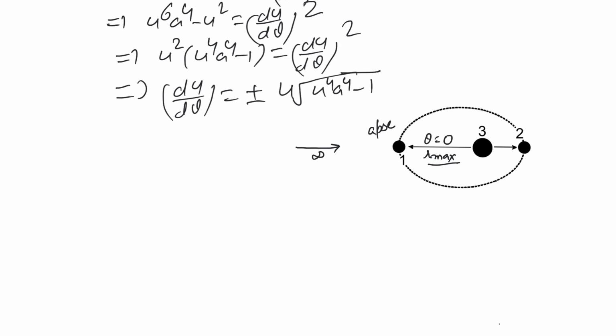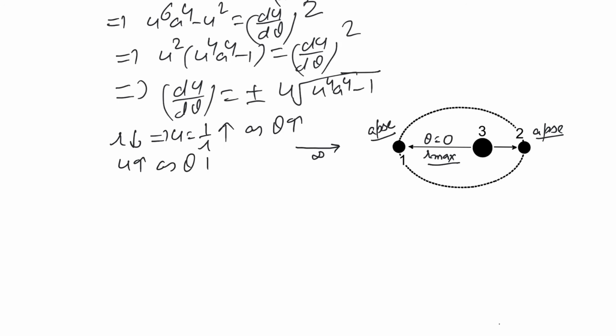From there on, if we have to take the positive sign, we have to take this as apse. If we have to take the negative sign, we have to take this as apse. So I am here going to take the positive sign, so this has to be taken as apse. So this r is maximum, so further on r will decrease, and as r decreases, this implies that u, equal to 1 by r, will increase as theta increases. Therefore u is increasing as theta is increasing for that particular apse.